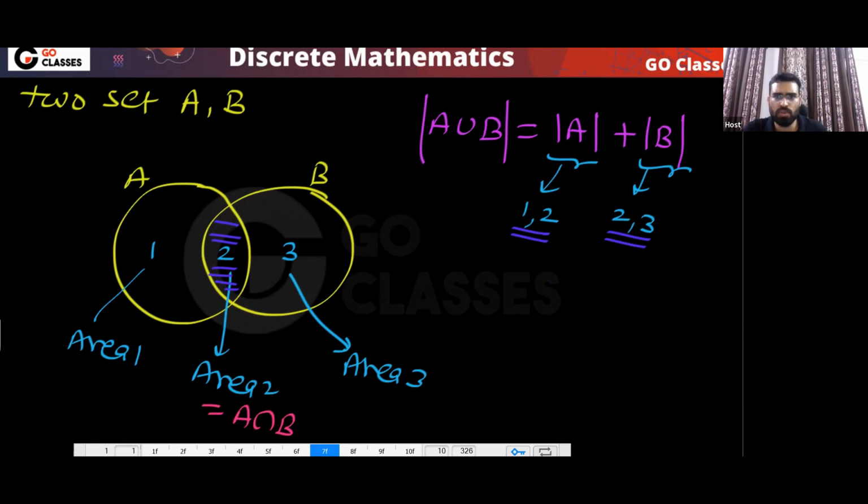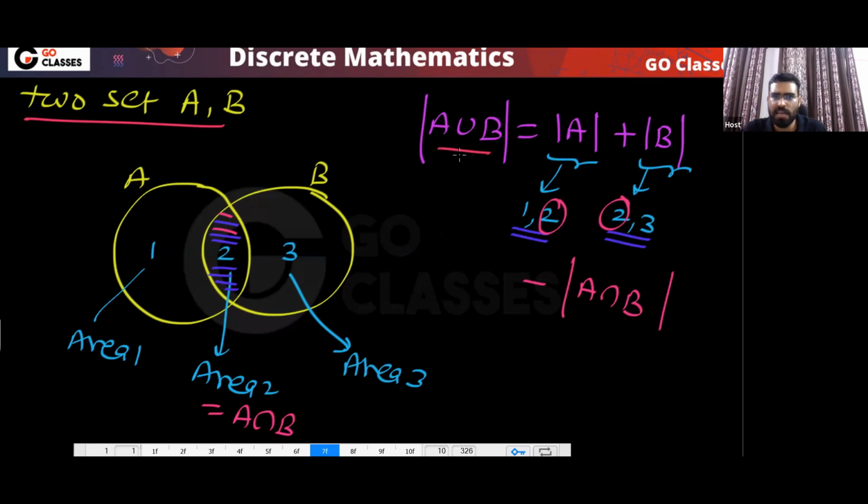So these elements in this area you have counted 2 times. How many times should we count? You have counted all the elements of this area 2 times. So you will remove them 1 time. So the number of elements in this intersection, you remove 1 time. This is the idea. This is how you can find union of 2 sets.